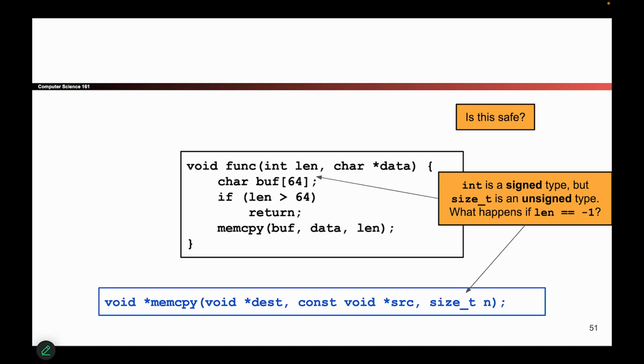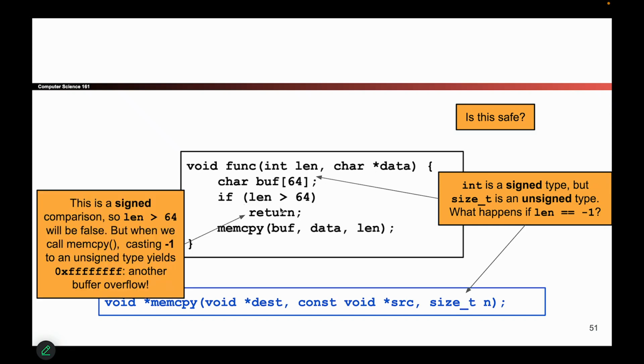What happens if I go through this code with -1? That's not something I had thought of before. If I go through this code with -1, the code checks, is -1 greater than 64? No, that's not true. So that means this if case doesn't run. And so I go to this memcpy. And now I'm going to copy from data into buff. And I'm going to copy length bytes. And again, I'm copying the bits FFFFFFFF as length.